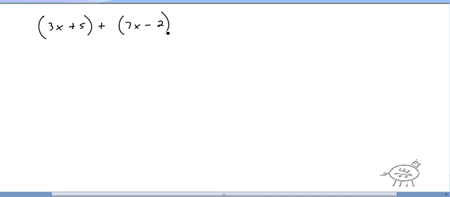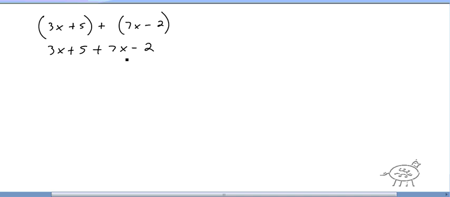Okay, so 2 sets of parentheses here, because we've already added like terms together, but now they're going to be in groups in parentheses here, which actually is not a big deal. That just means if you have 2 sets of parentheses, you're going to get rid of the parentheses, which is just going to be 3x plus 5 plus 7x minus 2. All right, so I just got rid of the parentheses because it was plus.